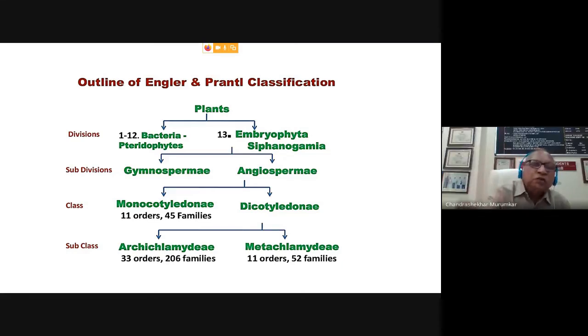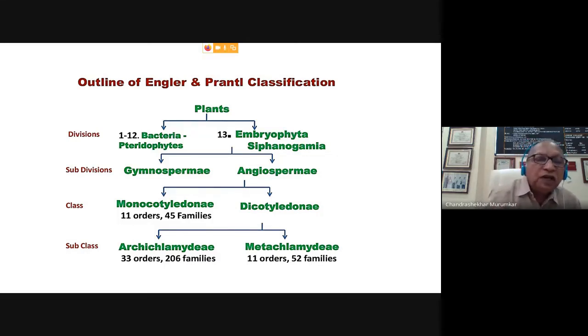Angiosperms are further classified into monocots and dicots. Again, this was the mistake by Engler and Prantl, where they placed the monocots before the dicots, and they felt that the monocots are more primitive than the dicots. The dicots were classified into two subclasses, Archichlamydeae and Metachlamydeae. Archi means the perianth lobes are free, and meta means fused, where the perianth lobes are fused together. Archichlamydeae was much larger, having almost 33 orders and 206 families, whereas Metachlamydeae had 11 orders and 52 families.